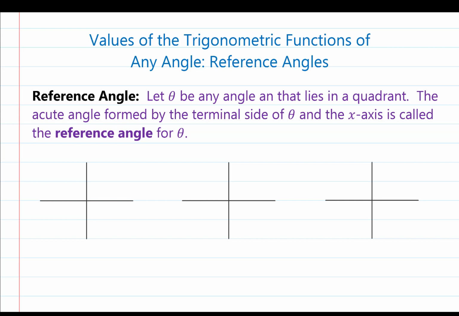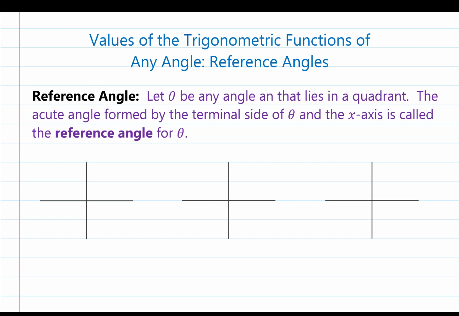In this video, we are going to look at reference angles. We're going to let theta be any angle that lies in a quadrant. That statement means that we're not looking at angles where our terminal side lies on an axis, so no quadrantal angles. The acute angle formed by the terminal side of angle theta and the x-axis is called the reference angle for theta.